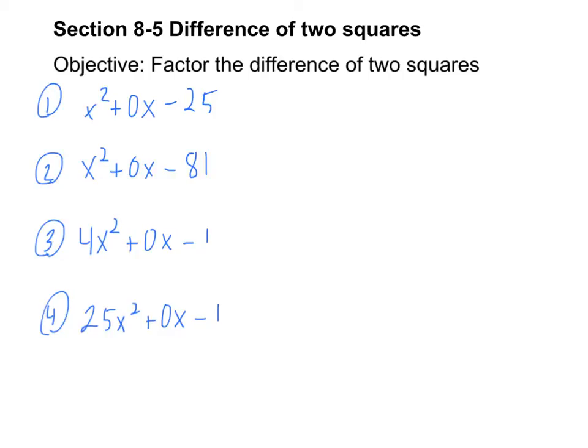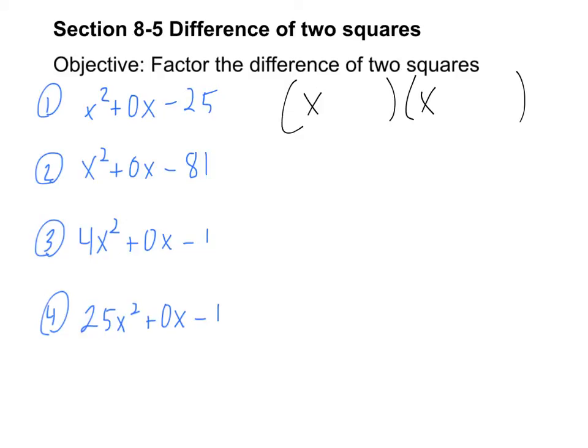All right, some special factoring products that you'll see is difference of two squares. The objective is to factor the difference of two squares. You will see something like number 1, x squared plus 0x minus 25. Now, same drill as before. You're going to factor, so you will list out your parentheses like so.